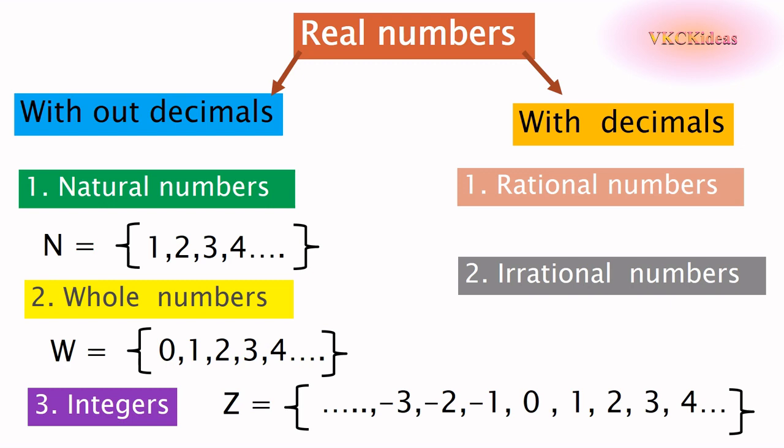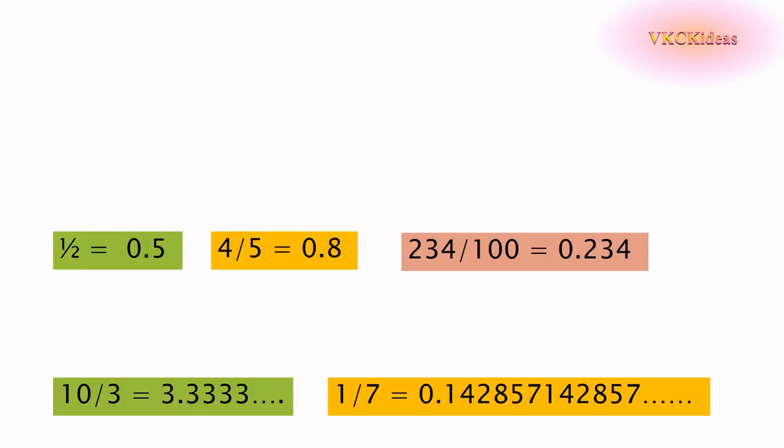Before moving on to irrational numbers, let us classify the rational numbers which are decimals. Rational numbers have decimals. What kind of decimals do they have? Let us understand that, and then we can move on to irrationals.